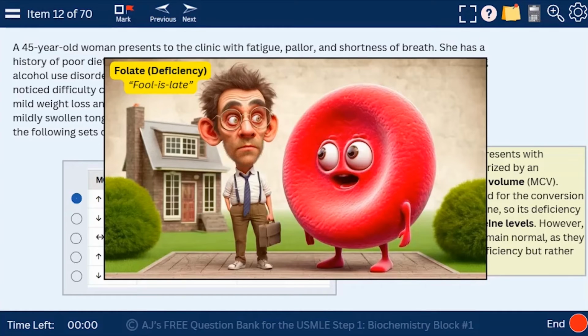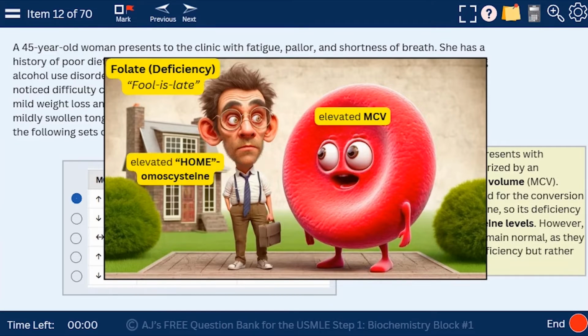All right, here we just have a fool who is late to his appointment, folate deficiency, and we have the large red blood cell for elevated MCV, and in the back we see the home for elevated homocysteine. But again, we see nothing about methylmalonic acid because methylmalonic acid levels will be normal.